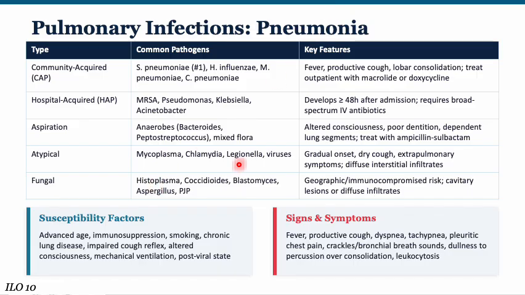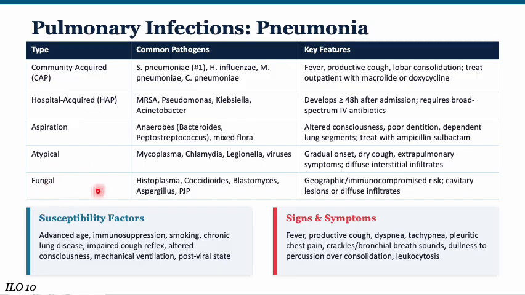If you have a patient that presents with pneumonia symptoms and they've been around some type of water system, air cooling system, or hot tub, think about legionnaires. It's usually a gradual onset, dry cough, and you may have some extrapulmonary symptoms. You can also have diffuse interstitial infiltrates.